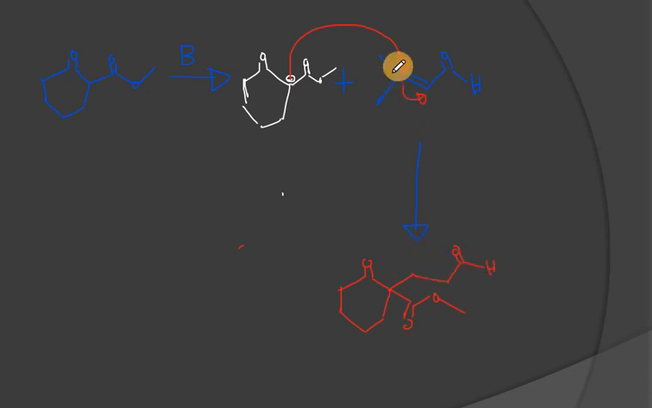Then from here on the beta carbon, we have two methyl groups. We just bring the two methyl groups. So we have 1, 2, 3, 4, 5, so a 1,5 diketone. That is a Michael's addition product.